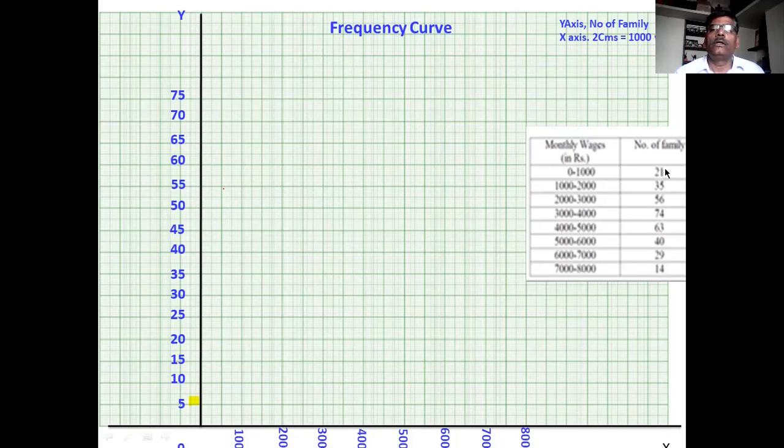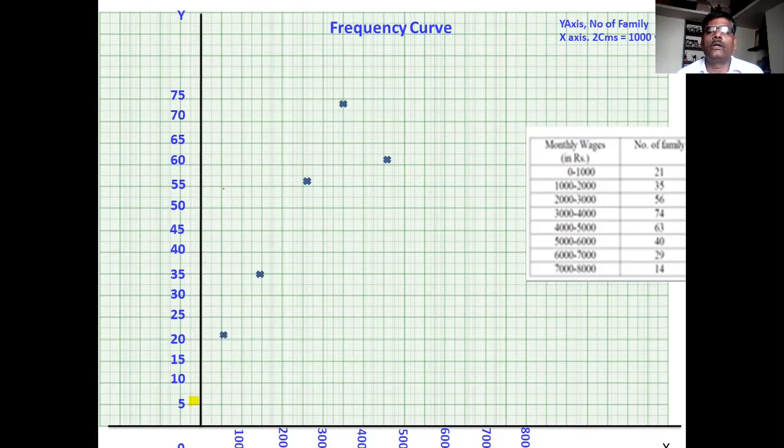And 21 is to be plotted in the middle of 0 to 1,000 here. And 35 is to be plotted in the middle of 1,000 and 2,000. The next, 56, is to be plotted in the middle of 2,000 and 3,000. And next, 74 is to be plotted in the middle of 3,000 and 4,000. And 63 is to be plotted in the middle of 4,000 and 5,000.